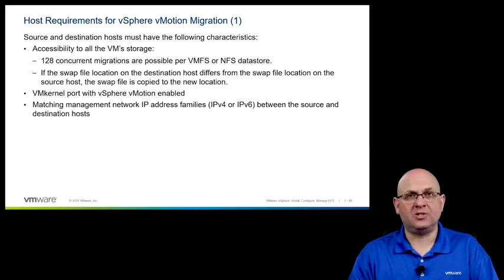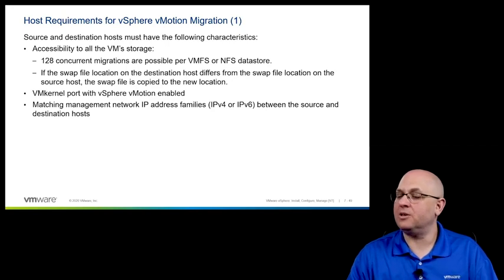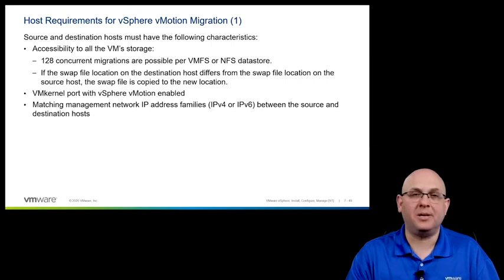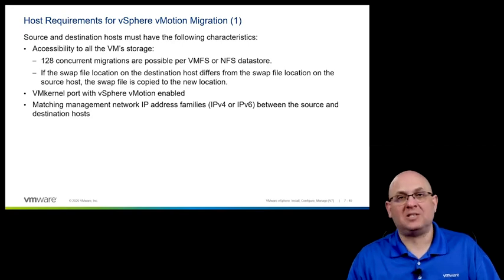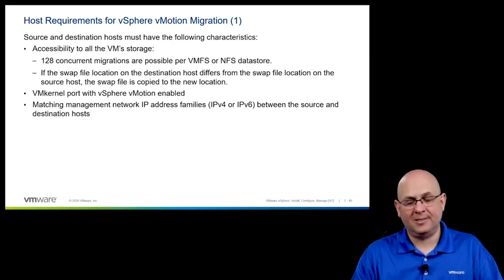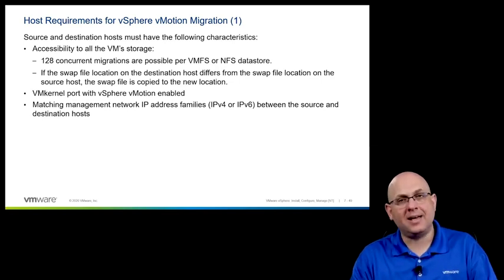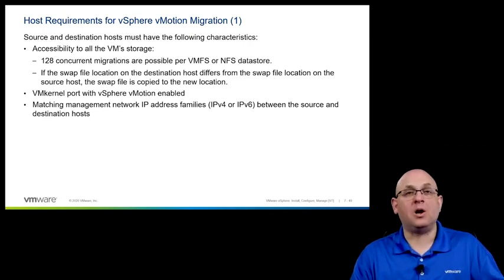The next line is interesting as well. It says, if the swap file location on the destination host differs from the swap file location on the source host, the swap file is going to be copied to a new location. All right, we haven't talked about different locations for different virtual machine files. Well, it is true that there is an option that's set up on each ESXi host that says, I want to put the virtual machine swap files on a local device.